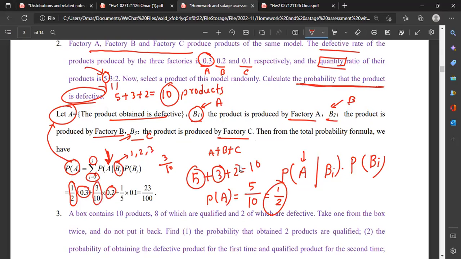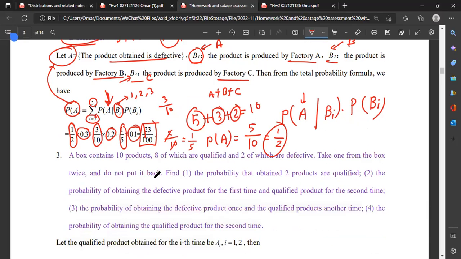And then C produced two of them. So the probability of the product coming from C will be 2 out of 10, right? So 2 out of 10, if I just calculate, will be 1 by 5. So here 1 by 5 times the defective rate of C. If I calculate, the answer will be 23 by 100.